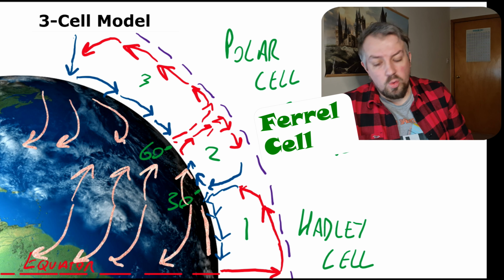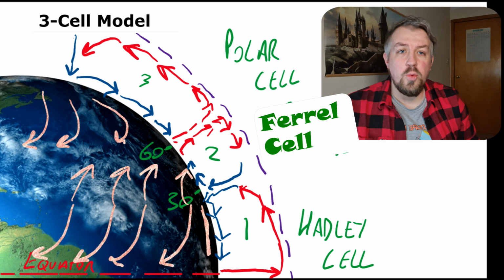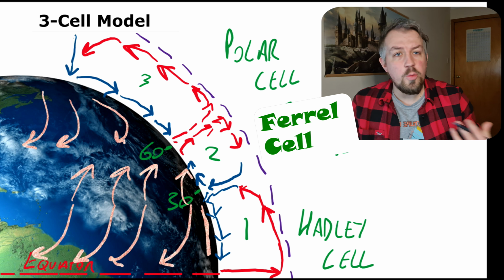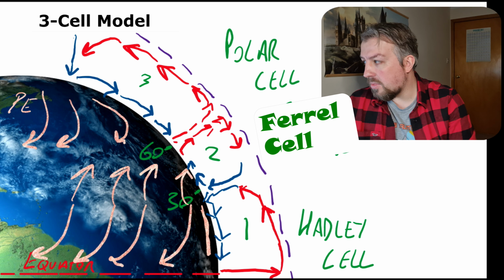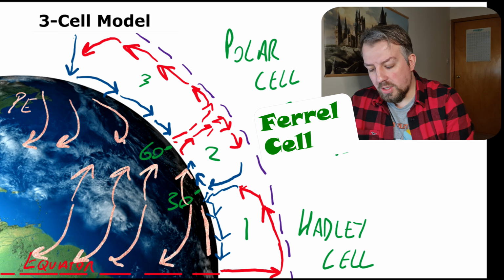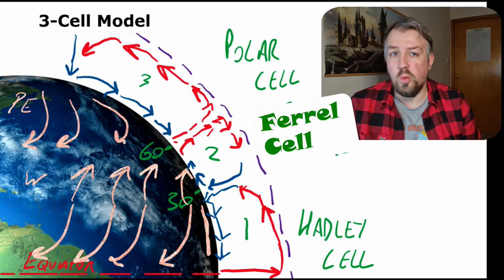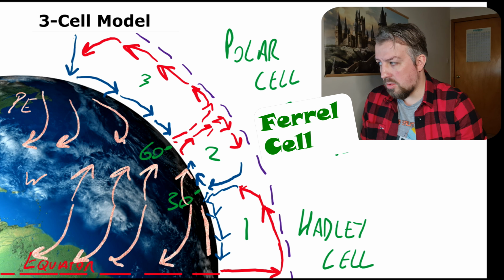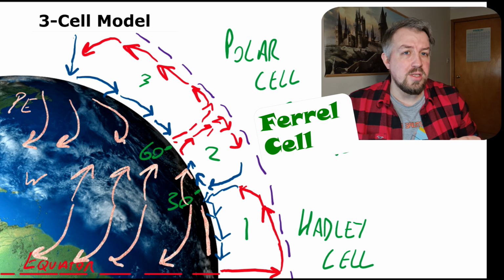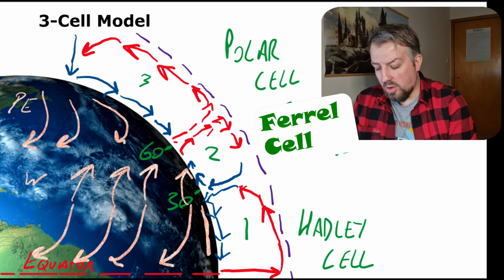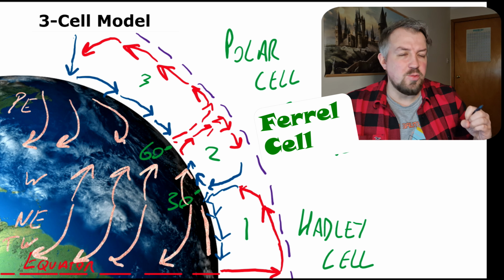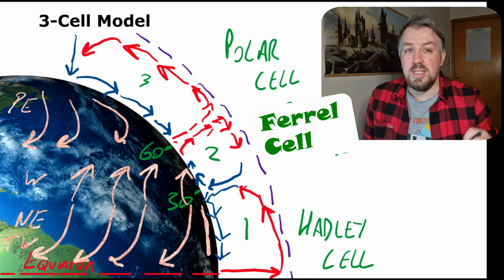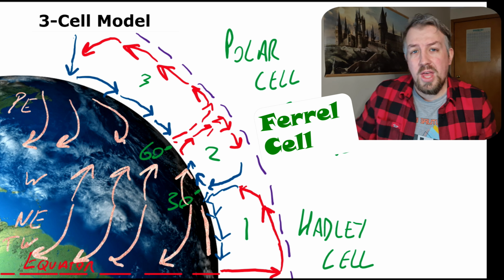And these winds have their own names. The ones at the top are our polar winds, or our polar easterlies. The ones between 30 degrees and 60 degrees are called our westerlies. And the ones between the equator and 30 degrees north are called the northeast trade winds. So the northeast trade winds, and this will become more significant as we look on to the ITCZ in a later part of this topic. So that is the three-cell model.